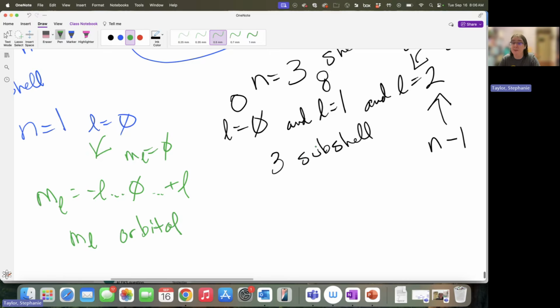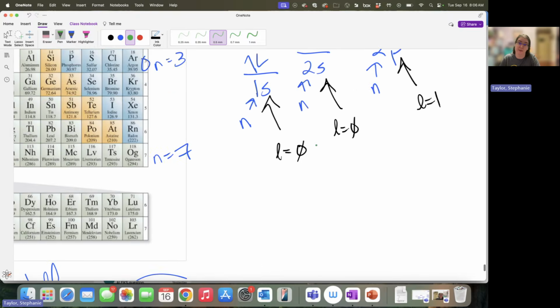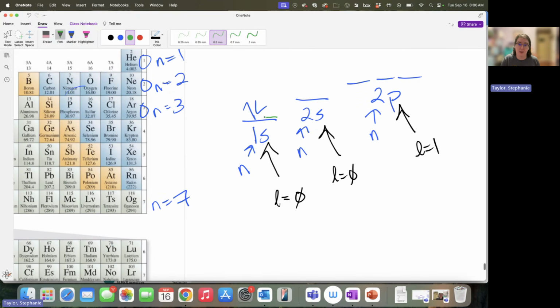The orbitals are those lines we were drawing. The fact that I only have one line right here, that's my m sub L equal to 0 because my L is equal to 0. But I have 3 lines here, L is equal to 1. That's my m sub L equal to negative 1, 0, and positive 1. So I should have basically one orbital dash for each value of m sub L.